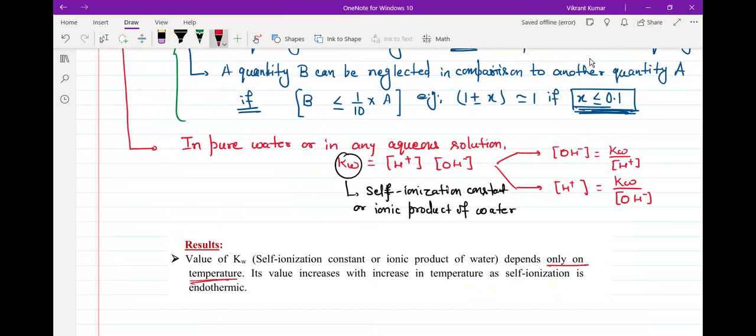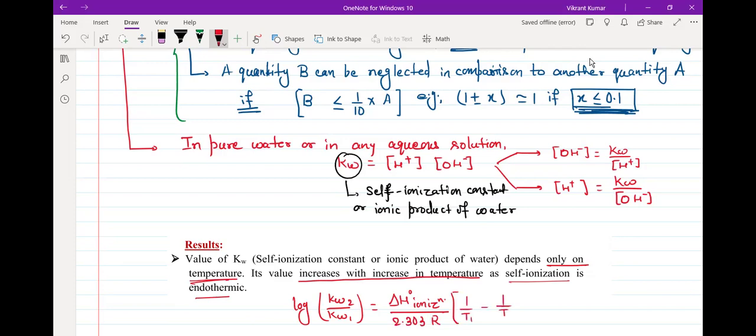एंड नाउ इन व्हाट मैनर इट विल डिपेंड, इट्स वैल्यू विल इंक्रीज विद इंक्रीज इन टेम्परेचर एज सेल्फ आयनाइजेशन इज एंडोथर्मिक. और वो चीज कैसे वेरी करेगी, तो इफ यू रिमेंबर हम लोगों ने पढ़ा था लॉग, मान लो Kw2 आता है, Kw1 आता है, विल राइट डेल्टा H नॉट आयनाइजेशन upon 2.303 R 1 by T1 minus 1 by T2, है ना, यही तो रिलेशन था दो इक्विलिब्रियम कांस्टेंट के बीच में. तो इक्विलिब्रियम कांस्टेंट का Kw का रेशियो में वाटर का कंसंट्रेशन विल गेट कैंसिल्ड, है ना. इज इट ओके?